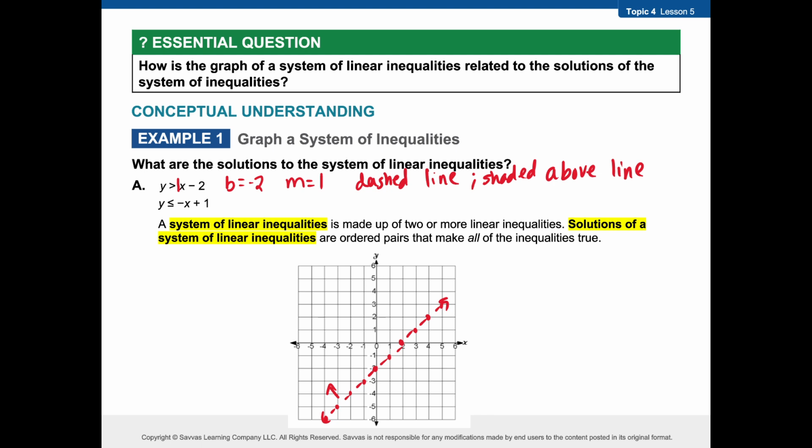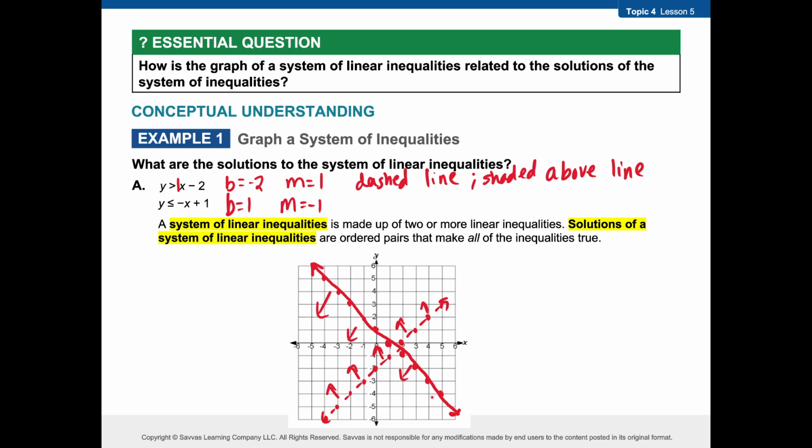For right now, if you have different colors, you can make this a different color and shade this whole area one color. Let's do the bottom one. The y-intercept is +1, but the slope is -1. Starting at +1, negative, so we're going down to the right. Because this has an equal sign, my line is going to be solid, and things that are less than y are shaded below.